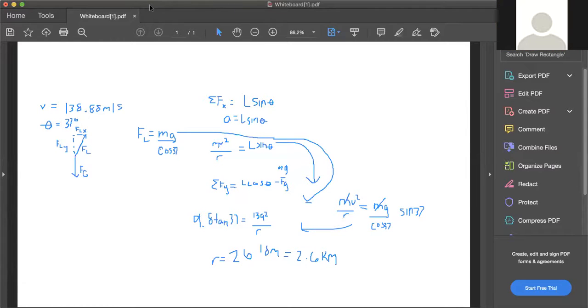So we found the lift components, and the only thing in the x direction is the x component of the lift. And then that's equal to the acceleration, because that's the only force in the x direction. And so that's where we found this here. And then with this one, the force of the lift in the y direction is equal to the force of gravity. So that's where we got this equation. The force of lift is equal to mg over cosine 37, which is just part of the component for the y direction.